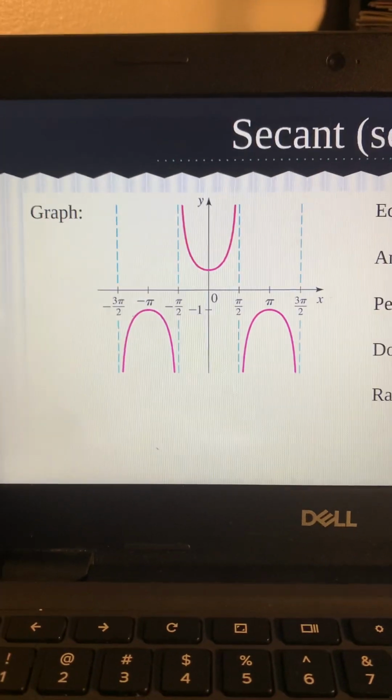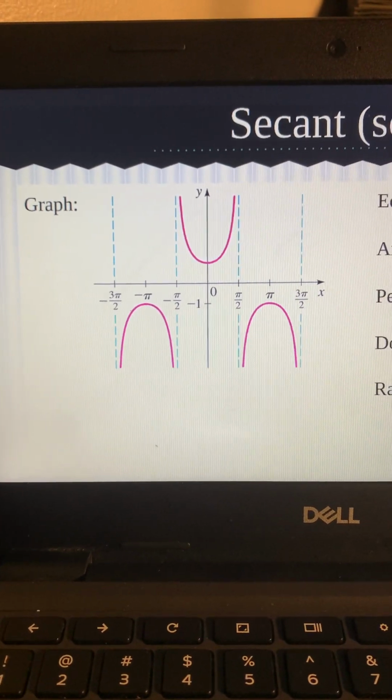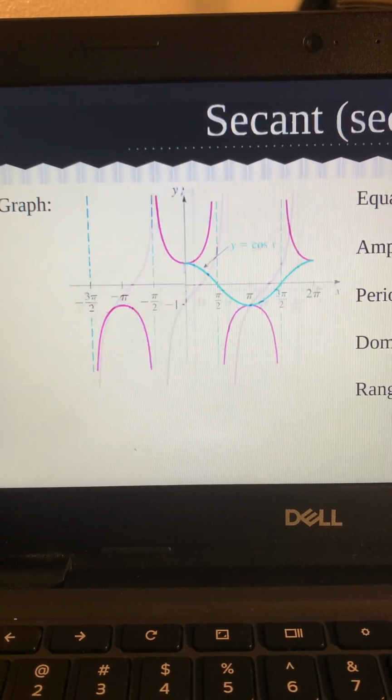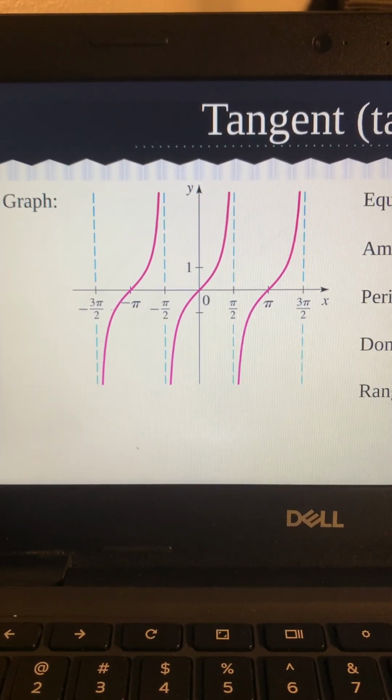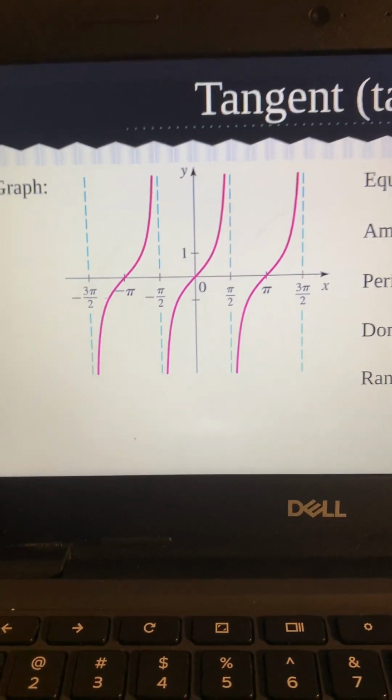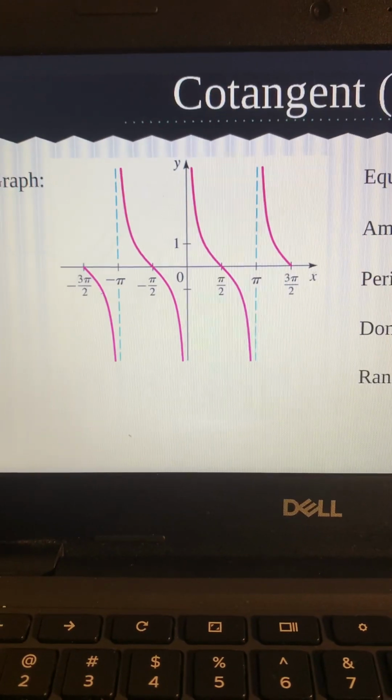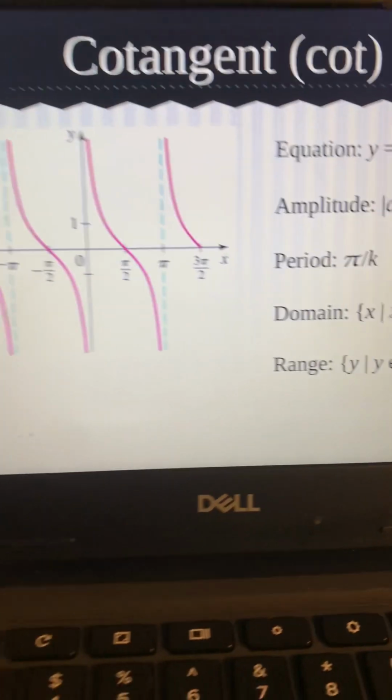So here's secant. Secant is the inverse of cosine. And then here's tangent. Tangent is not, well, we'll see. And then this is the inverse of cotangent, which is the inverse of tangent.